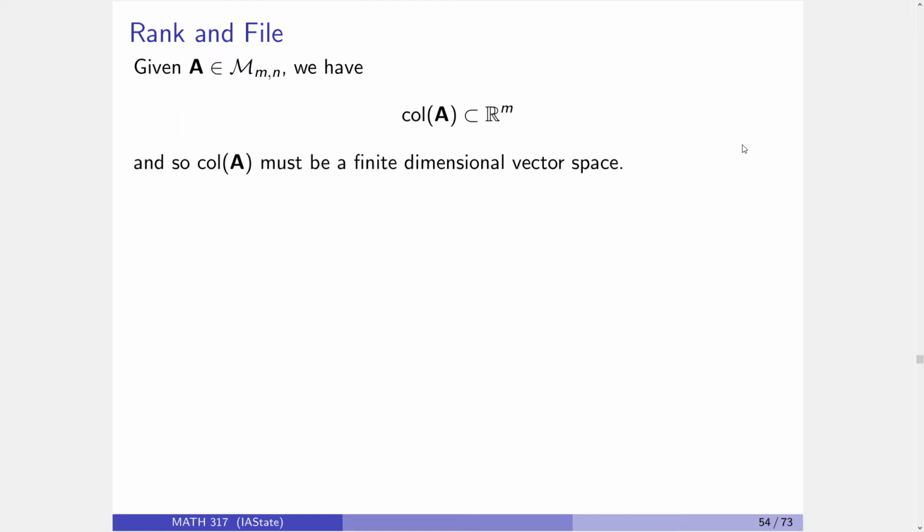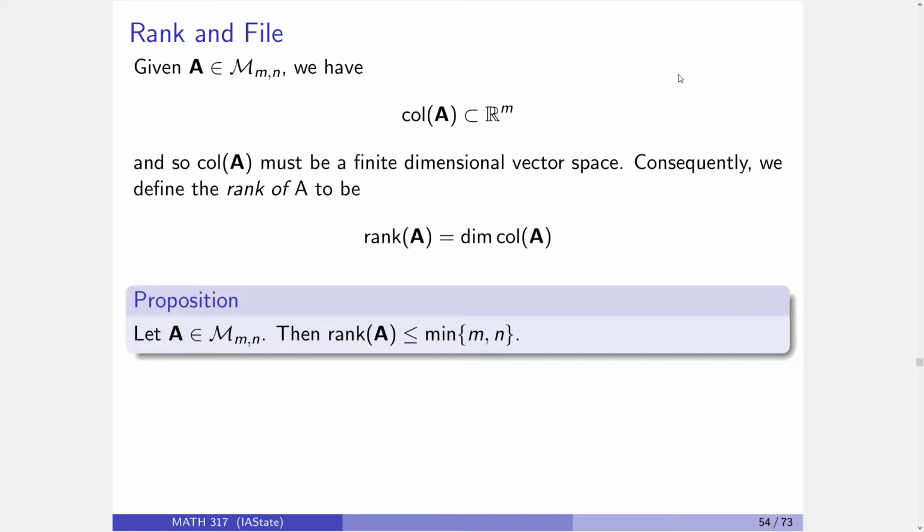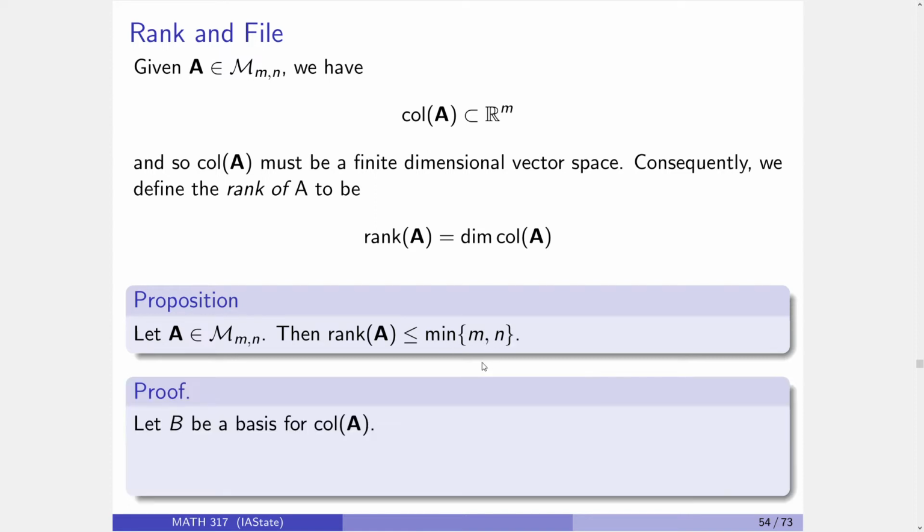So one of the main things that we care about when it comes to the column space and the null space are their dimensions. The column space lives in Rm, so it's a finite dimensional vector space, and its dimension is called the rank of the matrix. Kind of interestingly, even though the column space is a subset of Rm, it is also bounded in dimension by n. So the rank never exceeds m or n. It's always less than or equal to the smaller of the two.